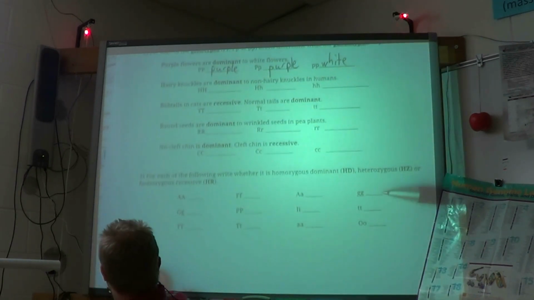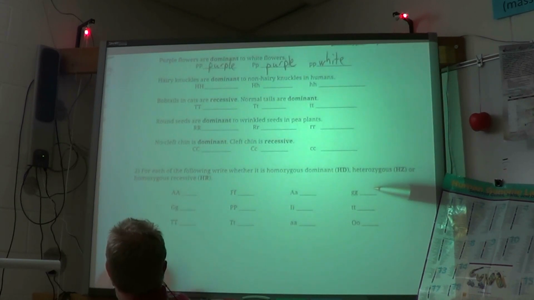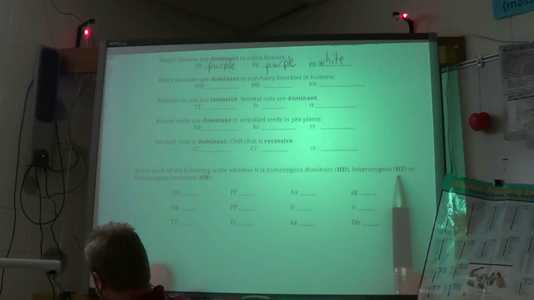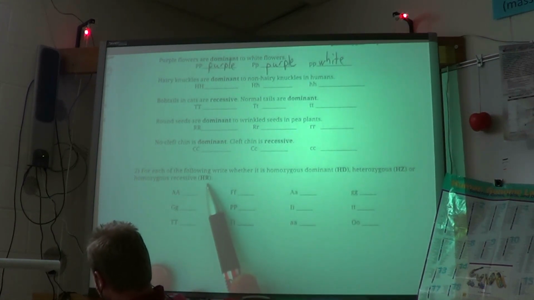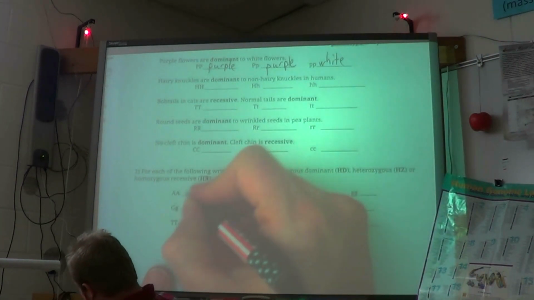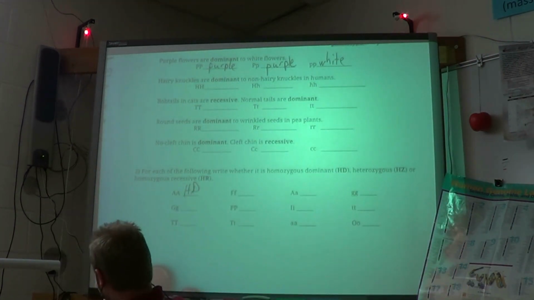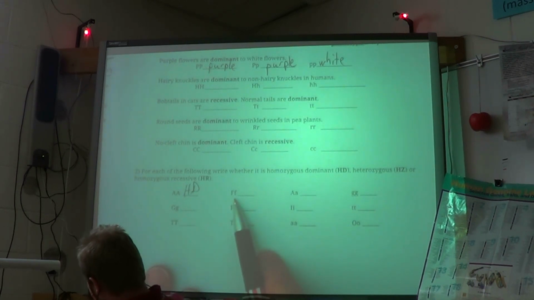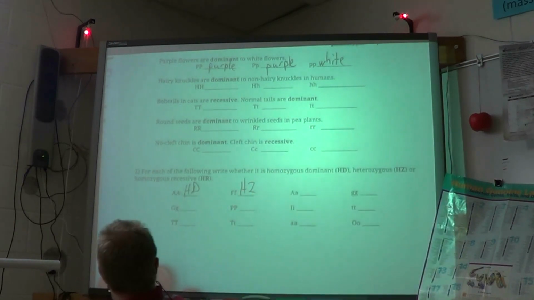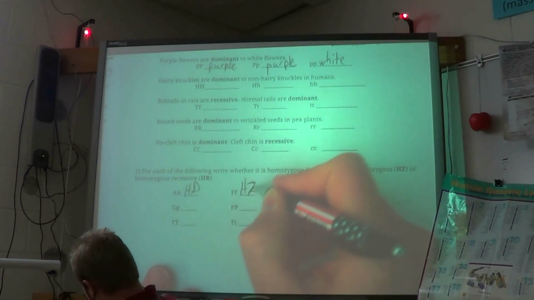All right. For number 2, for each of the following, write whether it's homozygous dominant. If it's homozygous dominant, we're going to write HD. If it's heterozygous, we're going to write HZ. And if it's homozygous recessive, we're going to write HR. So I'm just going to do this first row together. Big A, are those the same or different? And is that the dominant alleles or the recessive alleles? So that's going to be HD. It's homozygous dominant. Big F, little f, are those the same or different? Different. So that's going to be heterozygous, which is HZ.